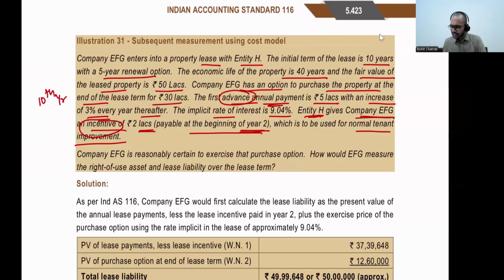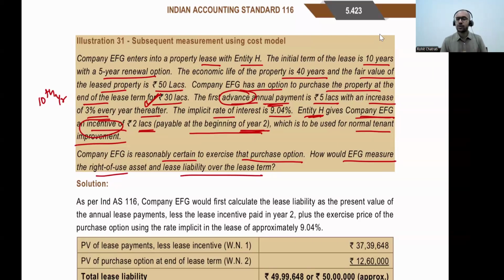Company EFG is reasonably certain to exercise the purchase option. Today itself, the entity is determining that EFG is reasonably certain to exercise that purchase option, which means at the end of the 10th year, we are likely to pay rupees 30 lakhs. We are reasonably certain to pay rupees 30 lakhs at the end of the 10th year. The question is, how would EFG measure the right of use asset and lease liability over the lease term?